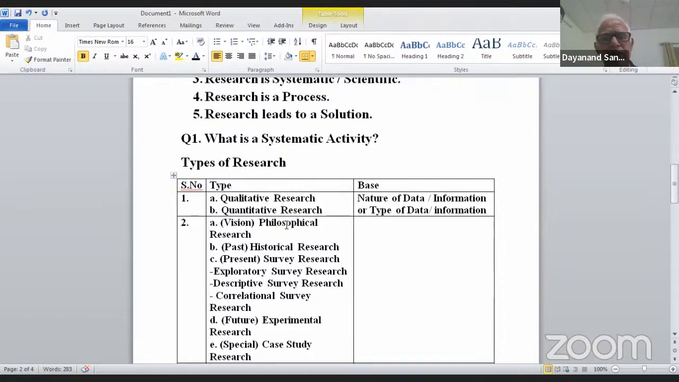Now, your philosophical research is 100% qualitative in nature. Your historical is more qualitative, and it will be quantitative also. But survey research is both qualitative as well as quantitative. Experimental is only quantitative, and case study can be both. So the qualitative and quantitative superimpose all these things. But the steps of philosophical research, historical research, survey research, experimental research, and case study research will be different. So you can differentiate them on the basis of methodology or steps followed. So this is another way to classify the researches.